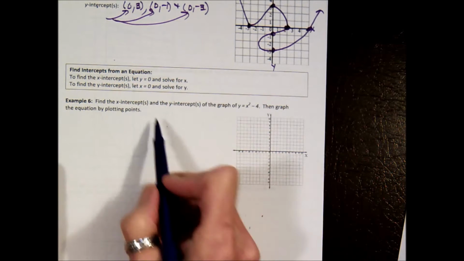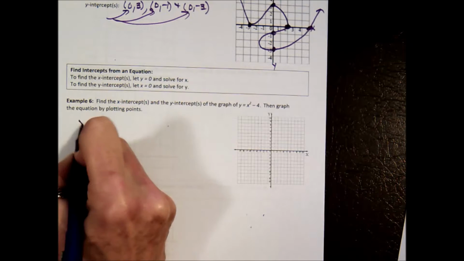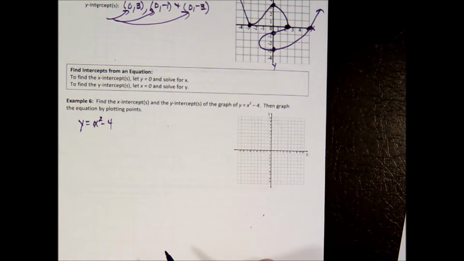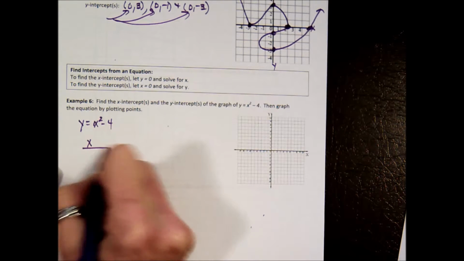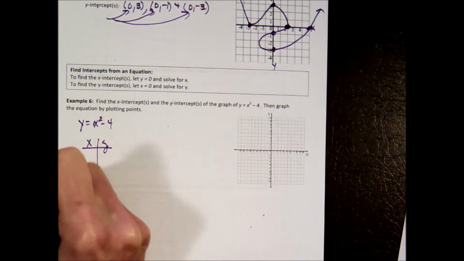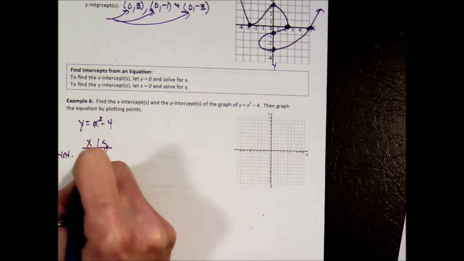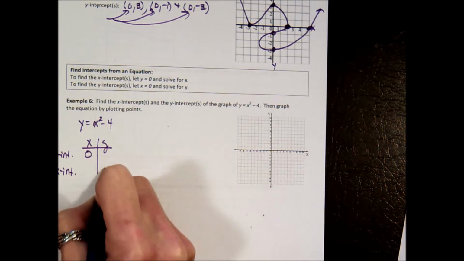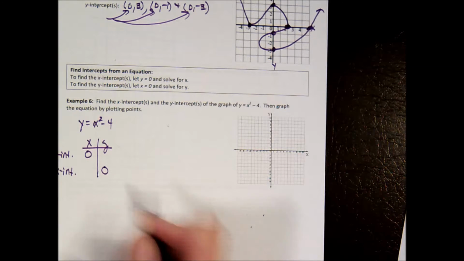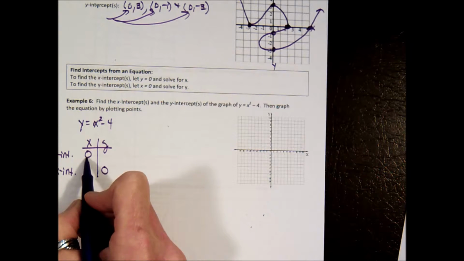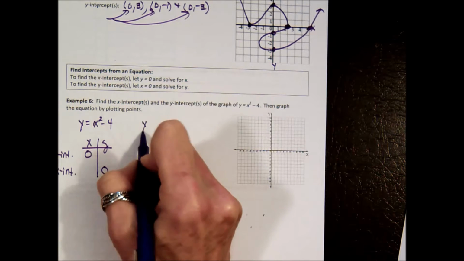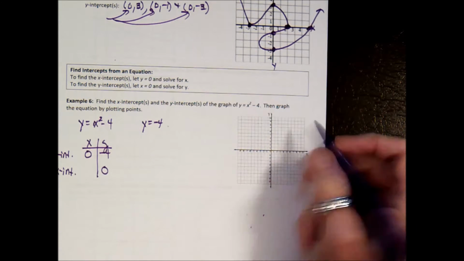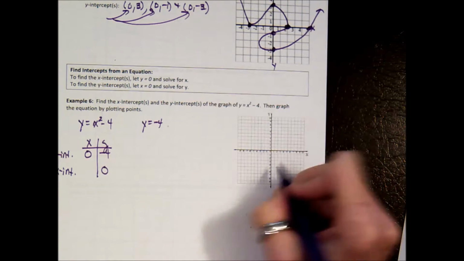So here we go. We have an equation, y equals x squared minus 4, and we want to find the intercepts. So I'm going to do a little xy table. To find the y-intercept, I'm going to let x be 0. To find the x-intercept, I'm going to let y be 0. So let's do the y-intercept first. I put a 0 in for x, and that gives me y equals -4. So that was an easy one. 0, -1, 2, 3, 4. This is so tiny, it's hard to see.